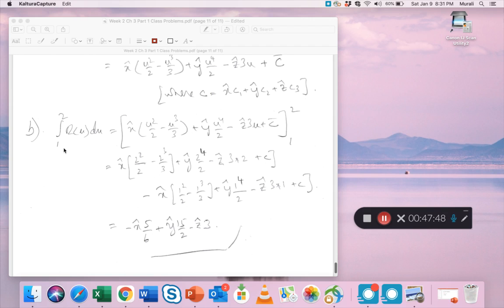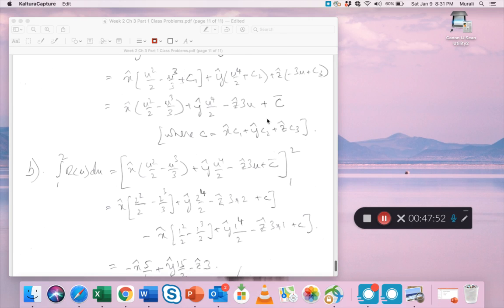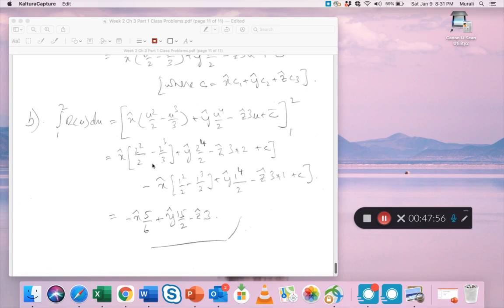Now if you want to apply limits to this integral, then you can take the same result, put 1 to 2 as the limits, and then you apply the upper limit 2 to this u, then the lower limit, and you take the difference, and then you end up with a vector that looks like this. Okay?